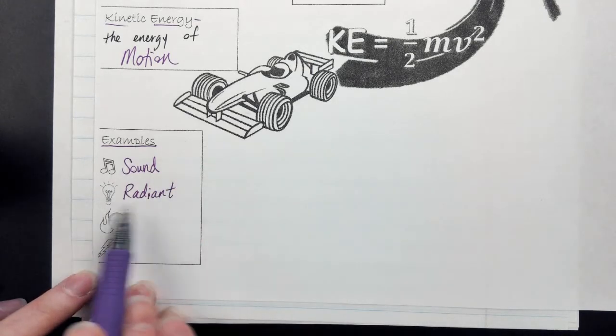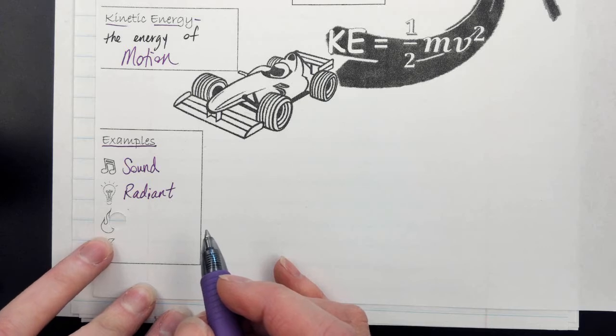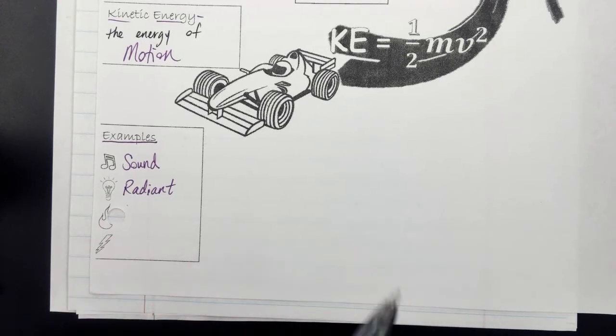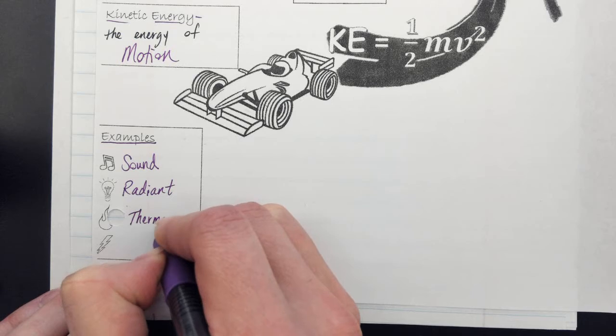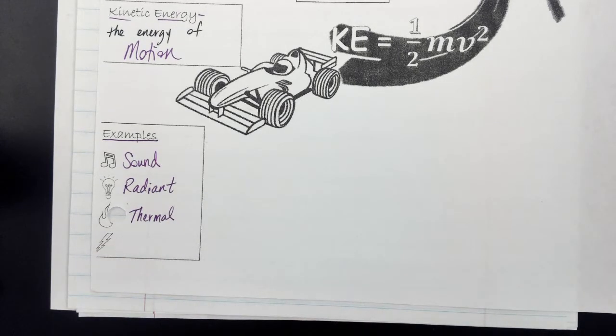We're going to explain how this moves later. Okay, can you see the next one's a flame? What do they call heat energy? Thermal. Thermal energy is heat. So, how would that be motion?